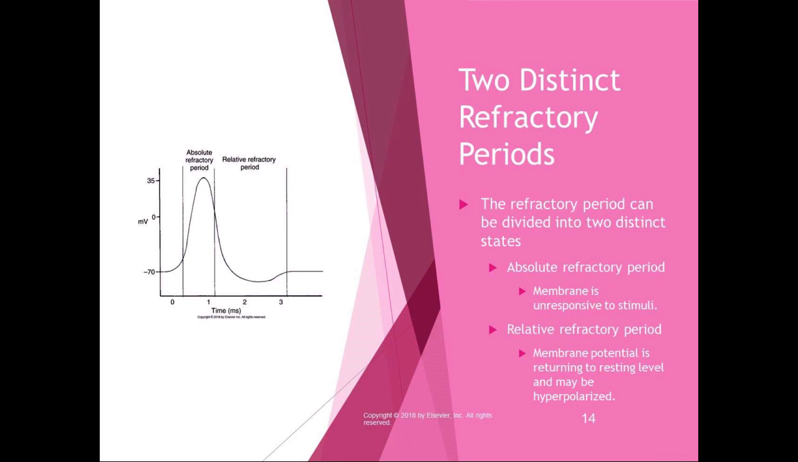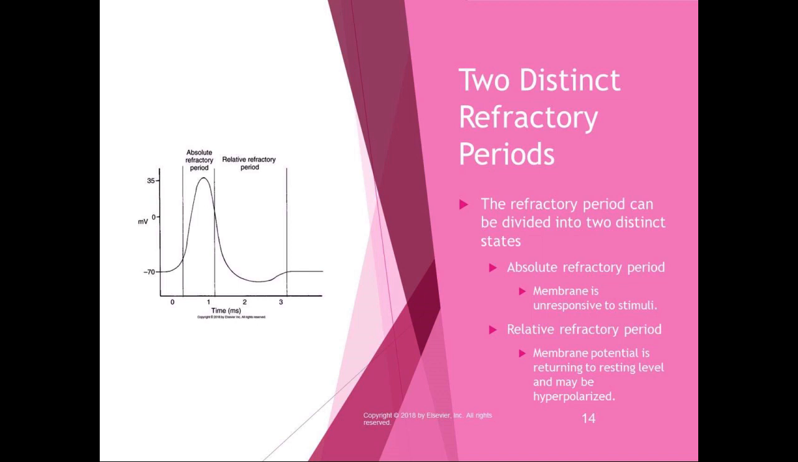They're still reorganizing so they're ready to be opened again. So during the absolute refractory period, you just cannot open those sodium channels. During the relative refractory period, the membrane potential is returning to the resting level, and it may be hyperpolarized, but if you had a big enough change in potential, you could generate another action potential during the relative refractory period.